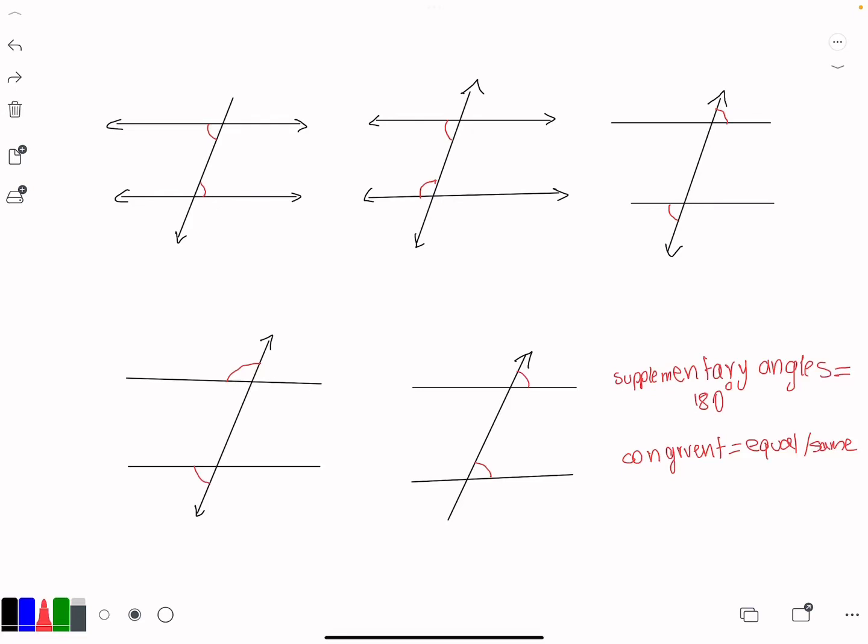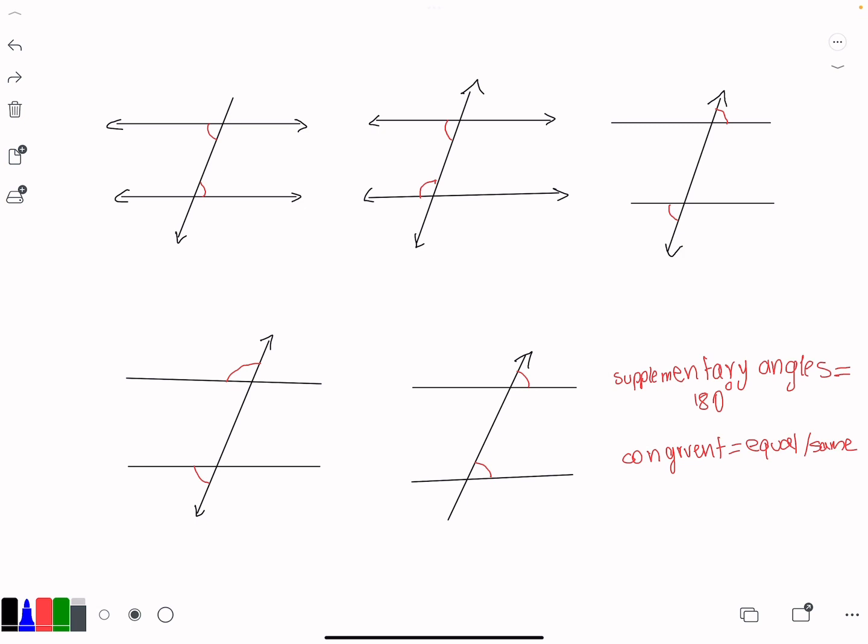So there are 5 types of angles. There's alternate interior angles, same side interior angles, alternate exterior angles, same side exterior angles, and corresponding angles. And those angles can branch out into 2 types, which are supplementary angles or congruent angles. But before that, these angles have to be found on a transversal. Now, a transversal is 2 parallel lines with a line crossing in between, like this.